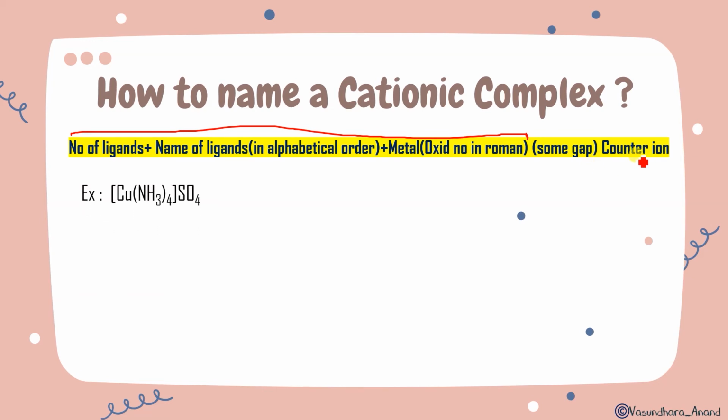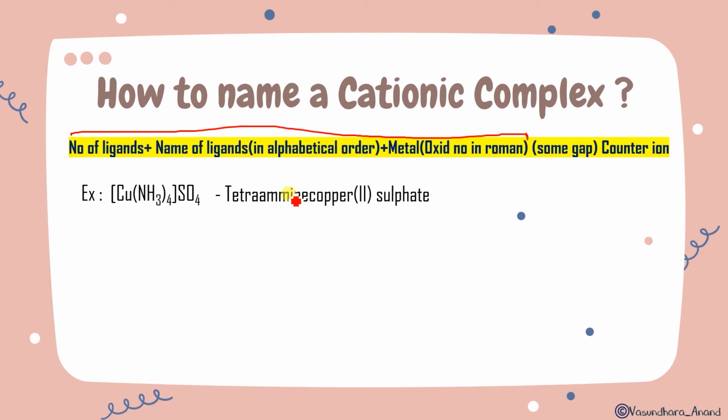For example, if it is like this, what are we supposed to write? Number of ligands first. That means the number of ligands is 4 over here, isn't it? So it should be tetra. And this is a homoleptic compound, that means only one type of ligand is there. So we will start with tetra. And NH3, what is the name? Ammine. So tetraammine. And then we are supposed to write the metal. Metal is copper. And then the oxidation number. Find the oxidation number. The charge is -2, the ligands are 0, so copper is 2. So copper should be in Roman 2. And then a gap, and then the counter ion will be SO4, sulfate.